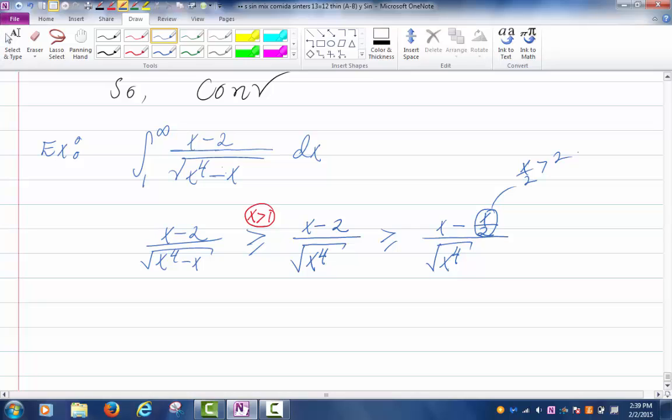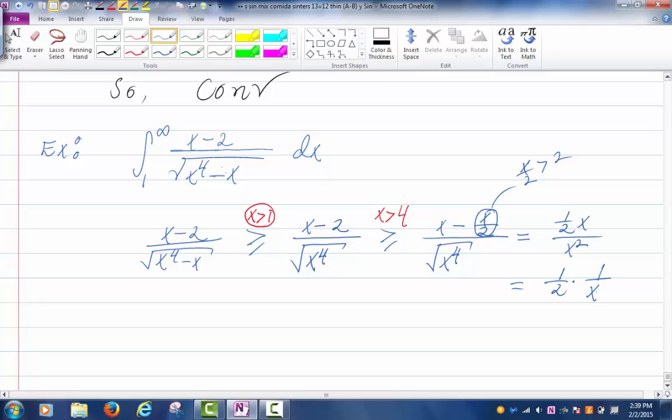I need x to be larger than 4 if I want to go there. And then I can say this is a half x over x squared, which is 1/2 times 1 over x.